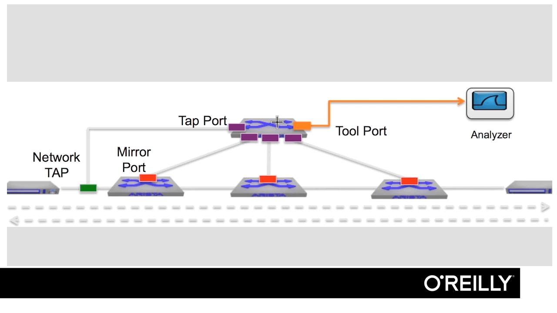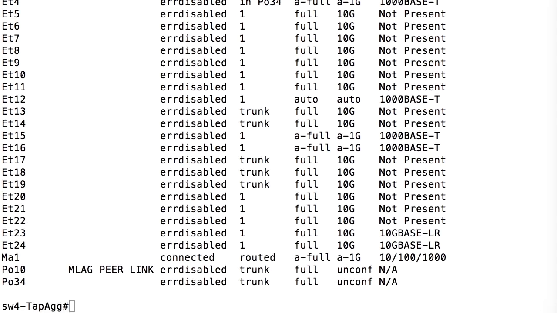In other words, while the switch doesn't care if you have 10 tap interfaces and one tool interface, it's easy to see that such a configuration could overrun the single tool interface if it doesn't have enough bandwidth. So let's configure a few ports as tap and tool ports. We'll configure Ethernet 15 and 16 as tap ports, or receiving traffic from the network.